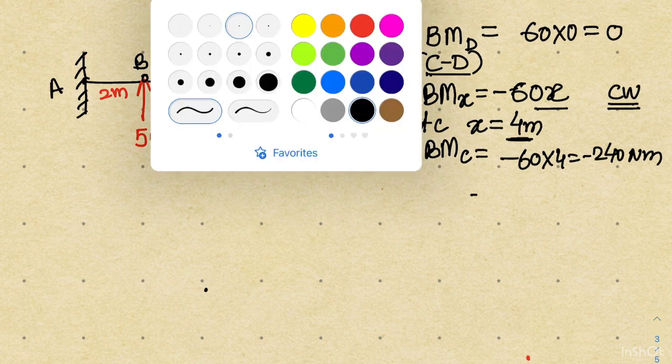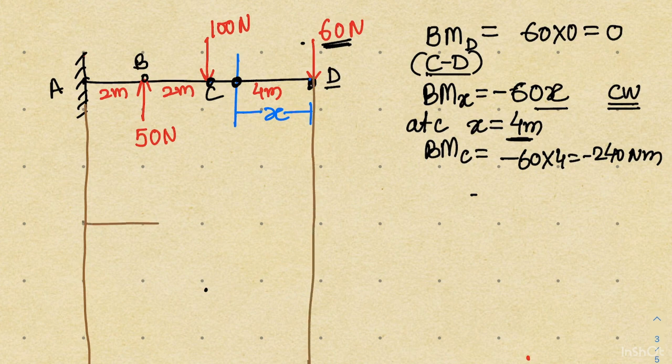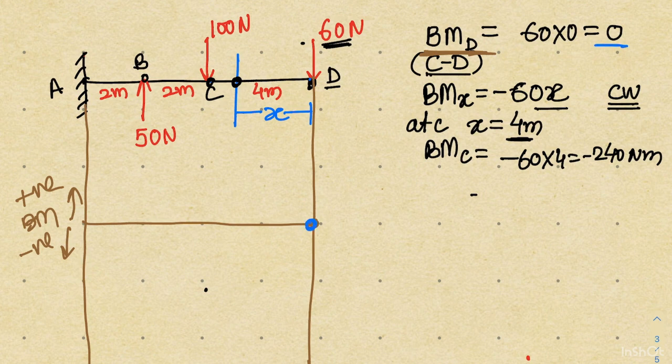Let's make the bending moment diagram. So here also I am going to represent my beam with this line. Above this line it is positive bending moment, below this line it is negative bending moment. I am at point D and I know that the bending moment at point D is what? Bending moment at point D is 0. So I will start from this point, and when I am reaching point C, the bending moment is minus 240. So ultimately I have to reach somewhere here.